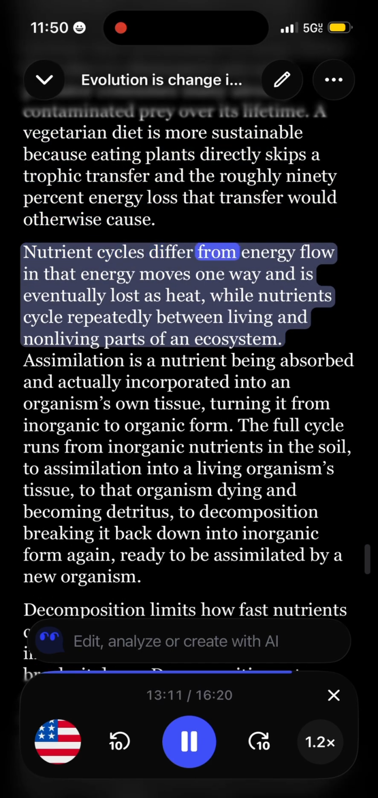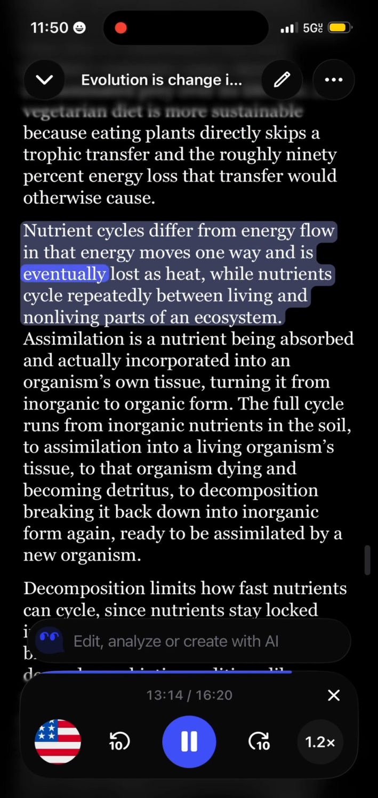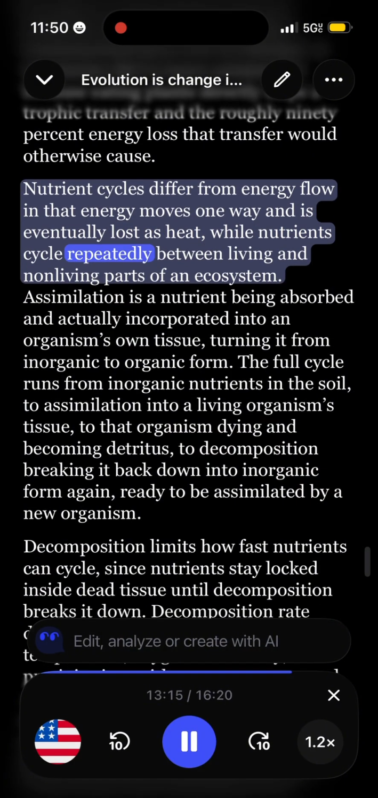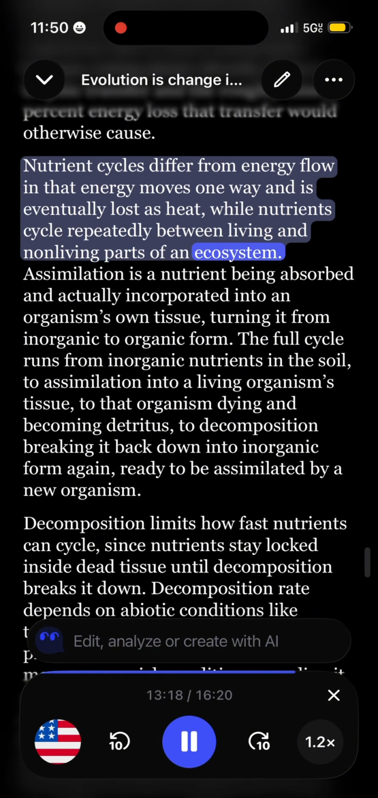Nutrient cycles differ from energy flow in that energy moves one way and is eventually lost as heat, while nutrients cycle repeatedly between living and non-living parts of an ecosystem.